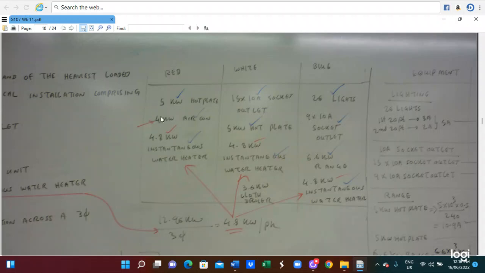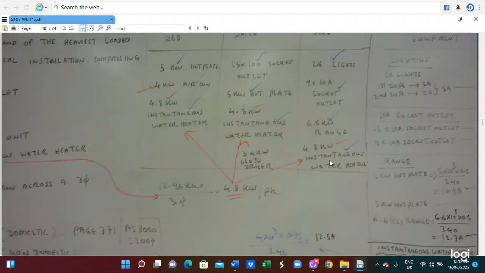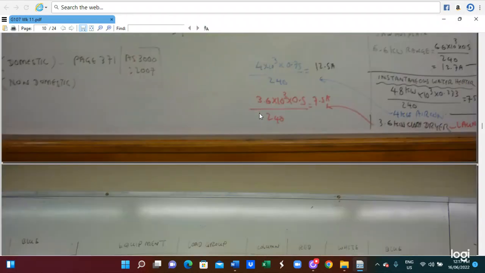The red phase includes a 5 kilowatt hot plate, 4 kilowatt air conditioner, 4.8 kilowatt instantaneous water heater. The white phase includes 15 number of 10 ampere socket outlets, 5 kilowatt hot plate, 4.8 kilowatt instantaneous water heater. Also the blue phase includes 26 lights, 9 of the 10 ampere socket outlets, 6.6 range, and a 4.8 instantaneous water heater. Also, the white phase includes a 3.6 kilowatt clothes dryer. Those are the things we arrange to the phases.